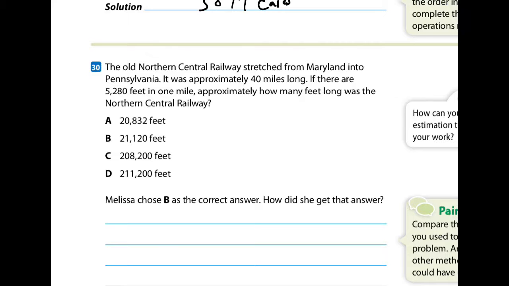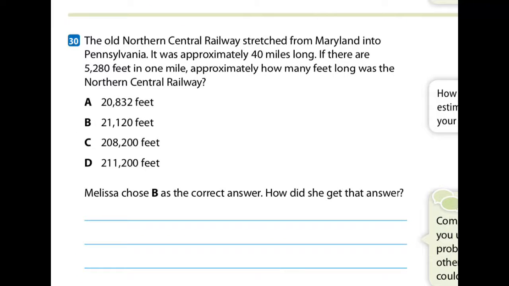All right, let's see how you did. I'm going to read the problem and check it out. So it says, the old Northern Central Railway stretched from Maryland into Pennsylvania. It was approximately 40 miles long. Okay. If there are 5,280 feet in a mile, approximately how many feet long was the Northern Central Railway?